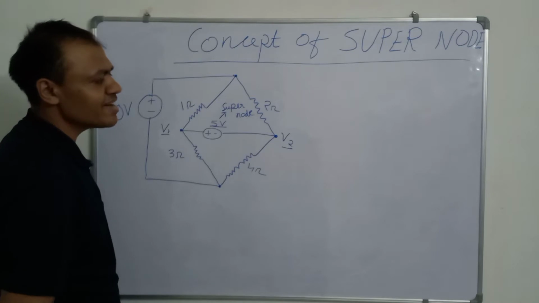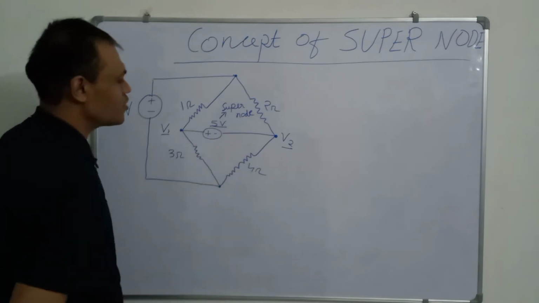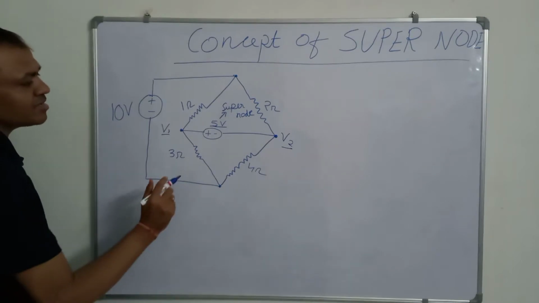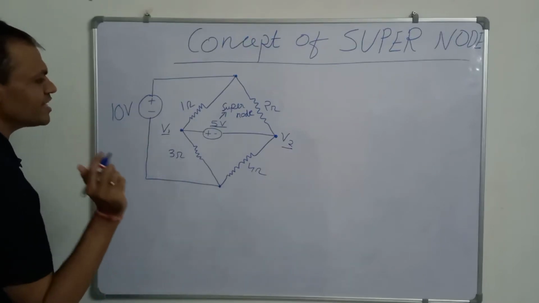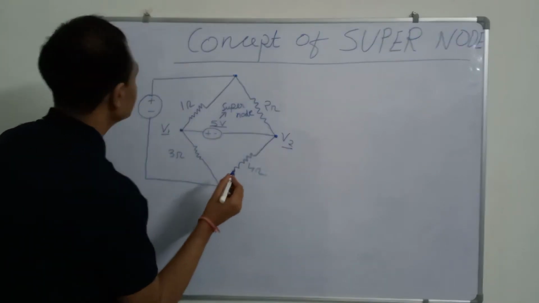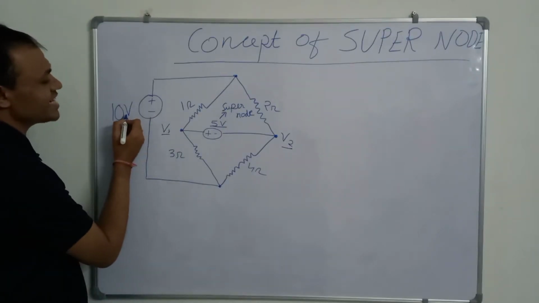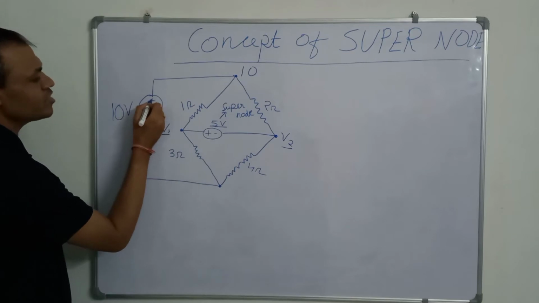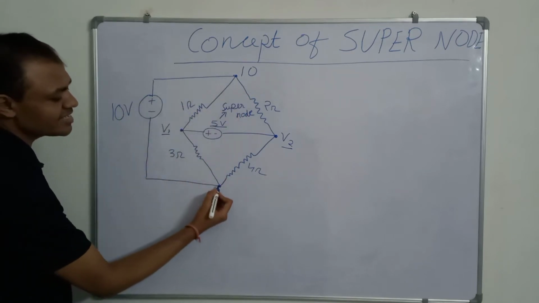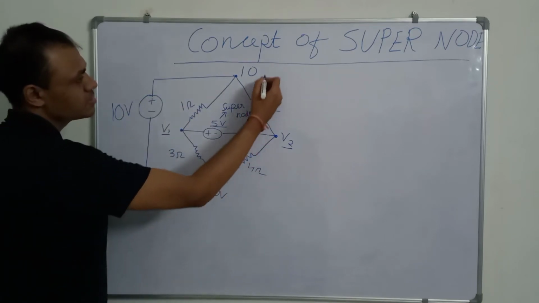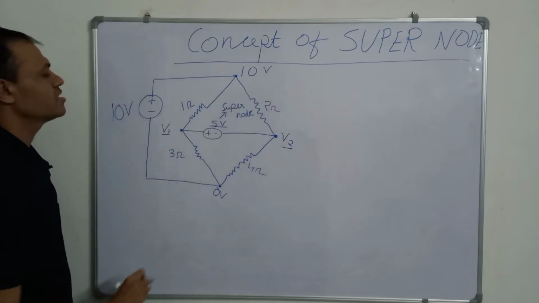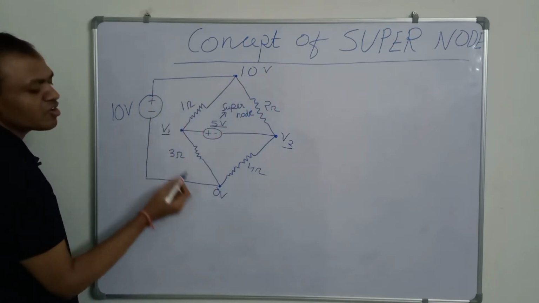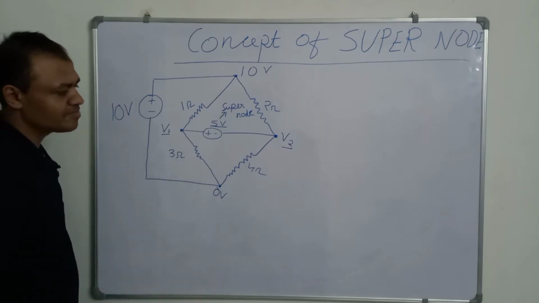So we don't have any reference. So this is a supernode. Now we will discuss how to derive the network equations for this supernode in the easiest way. So if this voltage is 10 volt, this voltage will be 10 because this is connected to the plus 10. So this will be 10 and this will be 0 volt, because positive is connected to this 10 volt and this is grounded, so it is 0 volt.